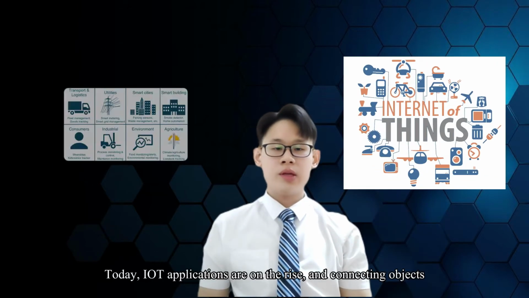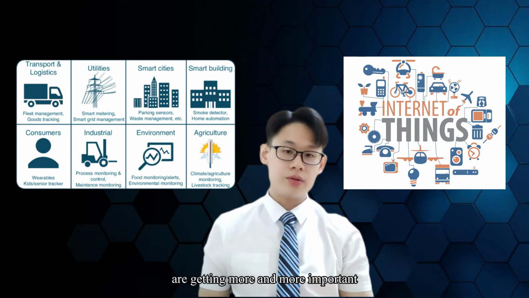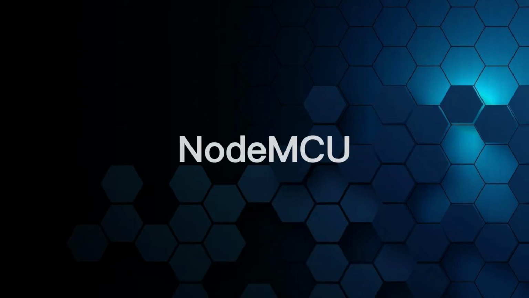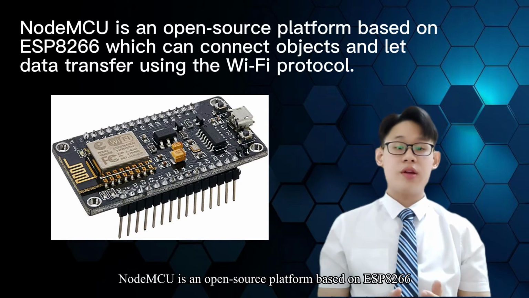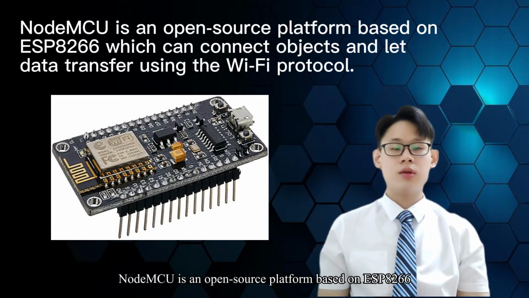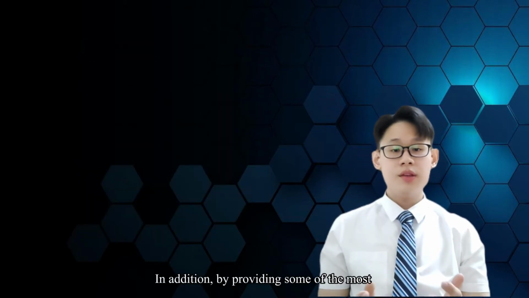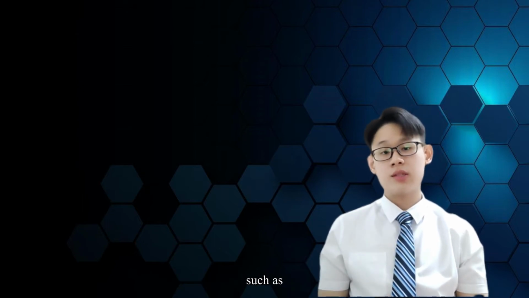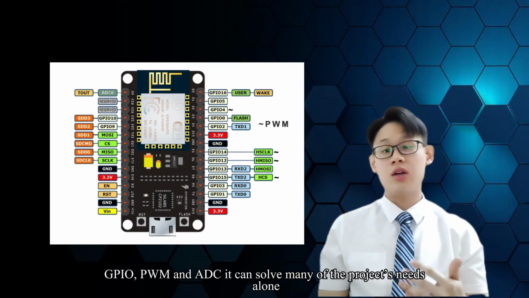Today, IoT applications are on the rise and connecting objects is getting more and more important. There are several ways to connect objects, such as the Wi-Fi protocol. One of the DAQ hardware is NodeMCU. NodeMCU is an open source platform based on ESP8266, which can connect objects and let data transfer using the Wi-Fi protocol. In addition, by providing some of the most important features of microcontrollers such as GPIO, PWM, and ADC, it can solve many of a project's needs alone.